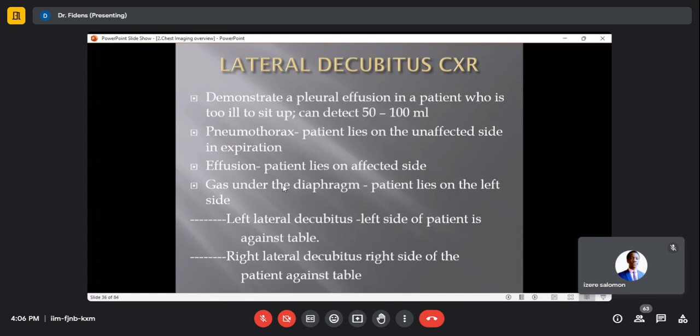When there is gas under the diaphragm, patient lies on the left side. This is the left lateral decubitus, left side of the patient is against the table. When you are requesting this lateral decubitus, you call it left lateral decubitus or right lateral decubitus. When you say left lateral decubitus, the patient will lie on the left side. Right lateral decubitus, the patient lies on the right side. Okay? Any question here?